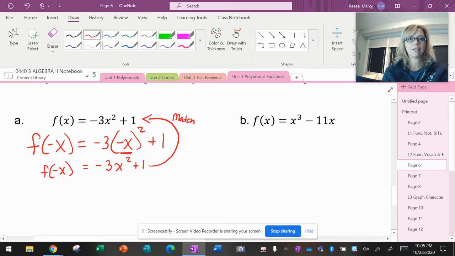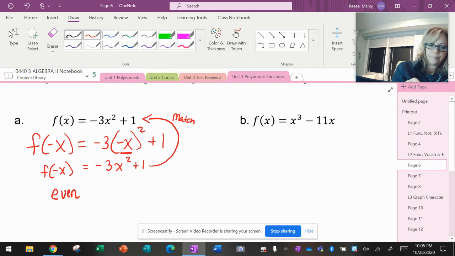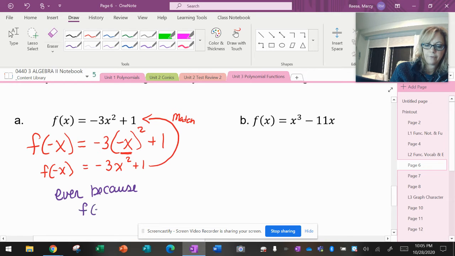I don't even have to test for odd. If even tests and works, I'm done. That's actually the easy part. So then we're going to say it's even, because f of negative x, when I put the negative x in, it's equivalent to f of x.